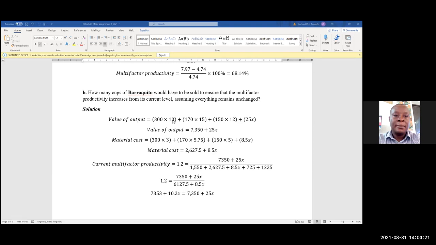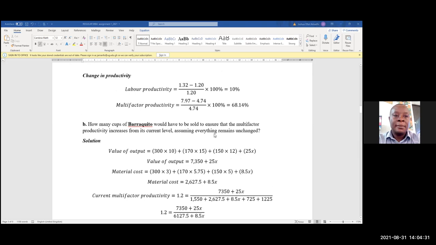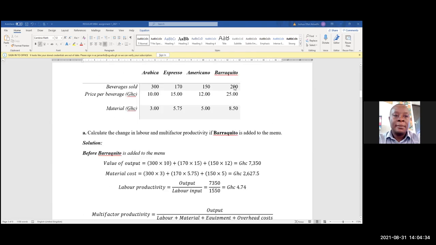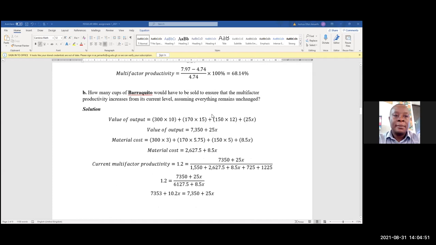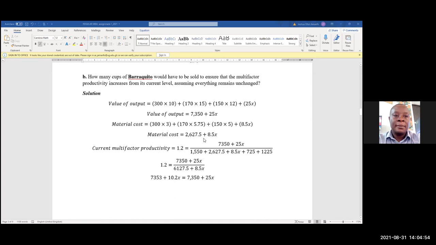Then another thing that will be affected is the material cost. Again, we don't know the number of cups of barquito that we are going to sell. So it's just like putting X here, for the beverages sold, in place of the 200 that you have up here. Then you go through the entire process again. So you get your material cost as 2,627.5 plus the 8.5X.